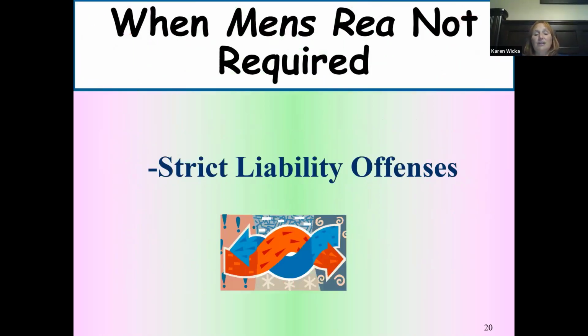Well, it's called strict liability offenses. There are some crimes where we don't care if you have the mens rea or not. So even though I said we care about it, we really don't. If you commit the act, you are automatically guilty of the crime. Statutory rape is one of them. It doesn't matter if she was in a bar. It doesn't matter if she had a fake ID.